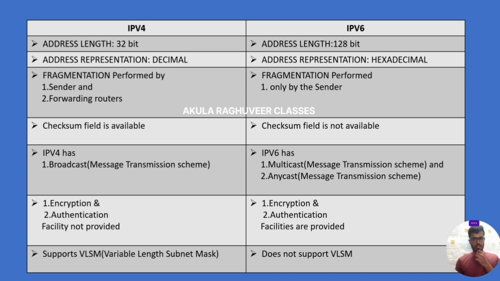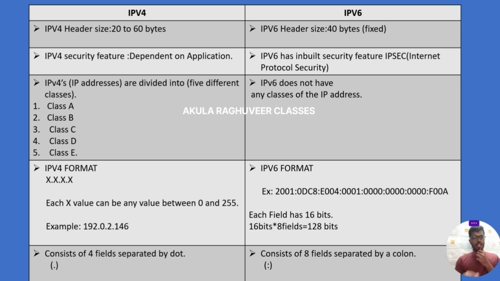Next one is variable length subnet mask, VLSM. VLSM is nothing but variable length subnet mask. IPv4 supports VLSM, whereas IPv6 does not support VLSM. Coming to the next differences between IPv4 and IPv6. In IPv4, the data size may be in between 20 to 60 bytes, whereas in IPv6, the data size is fixed, that is 40 bytes. No one can change that. In IPv4, it can vary in between 20 to 60 bytes.